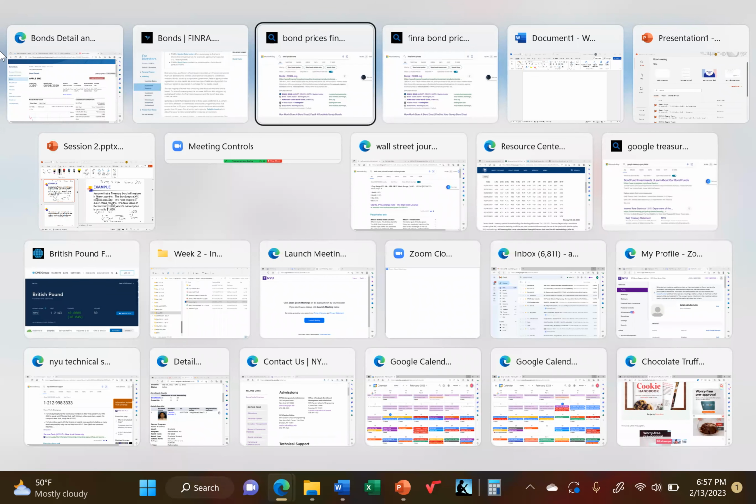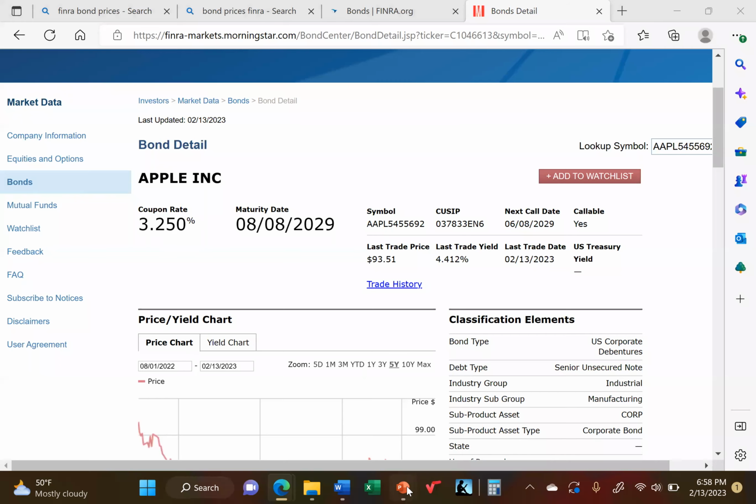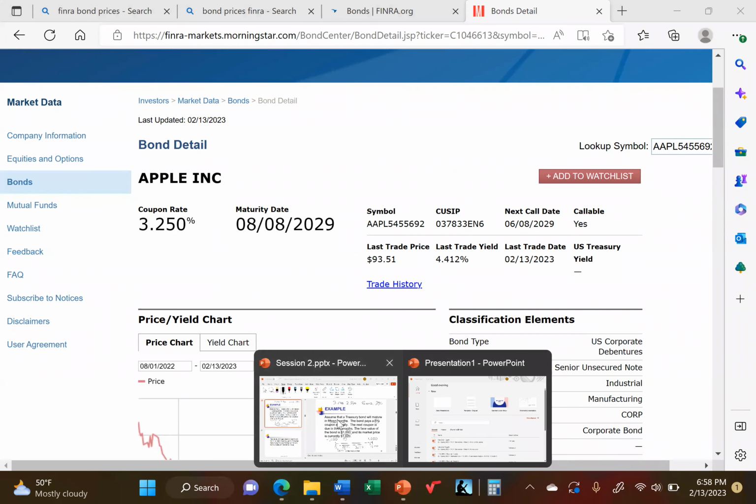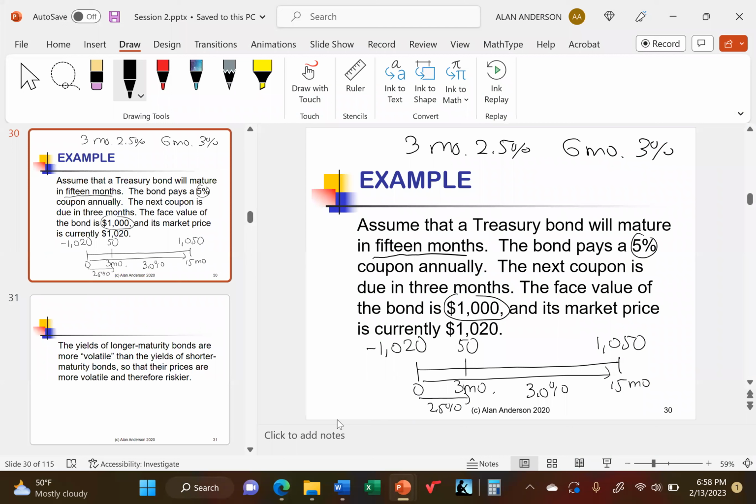We're making the assumption that interest rates in the economy are such that the 3-month rate is currently 2.5%, which, by the way, is an annualized rate. That means per year. All interest rates are quoted on an annual basis. So if I buy a bond with a 6-month yield of 3%, I'm actually only getting 1.5%, because 3% is the annual amount.